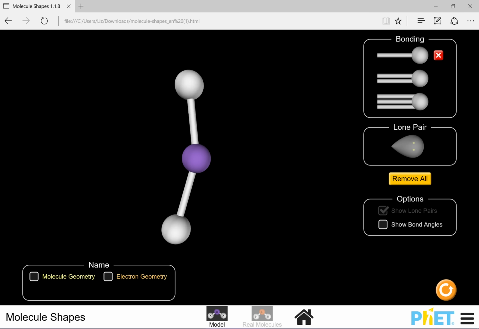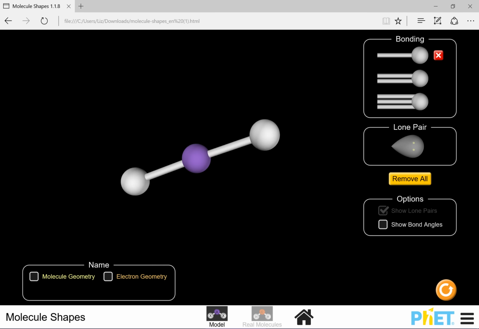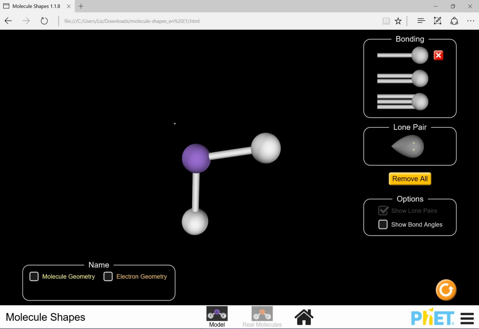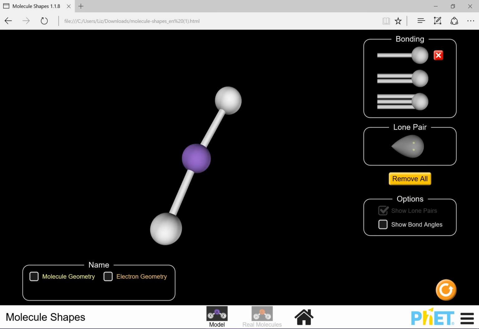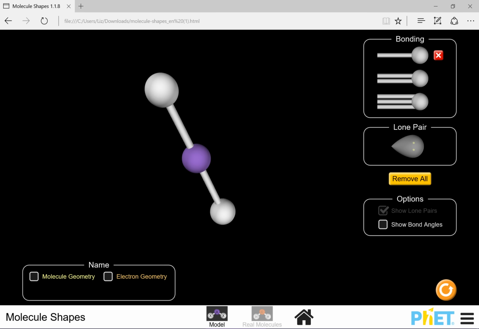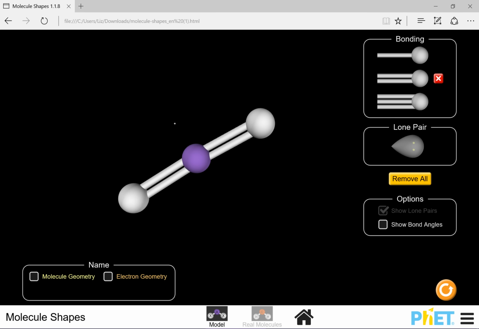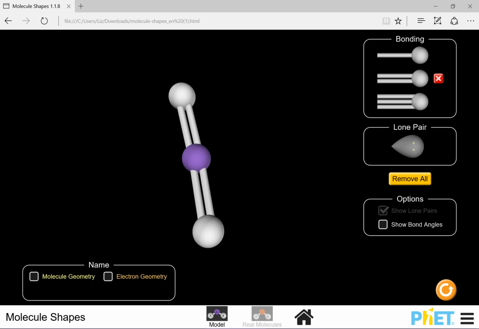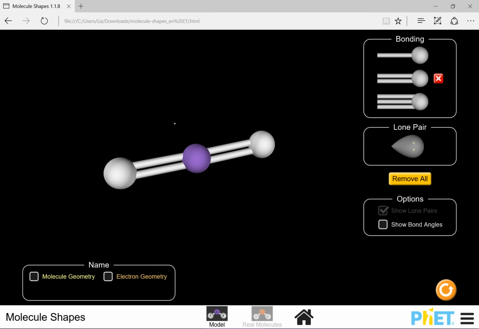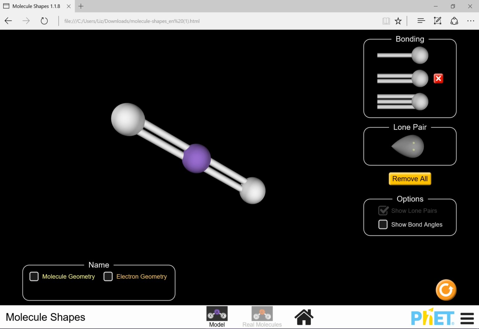If I put two things on the center atom, even if I pull at this molecule, it will still be linear no matter what I do. It looks like a straight line. Same thing if I do double bonds. Even though they're double, my molecule will still be linear no matter how far I try to pull it. That's because the electrons are pushing as far away from each other as possible. So you can actually click down here and it will tell you your shape is linear.